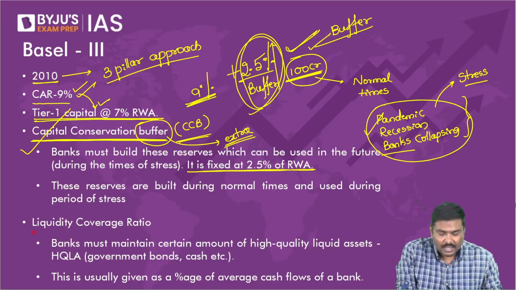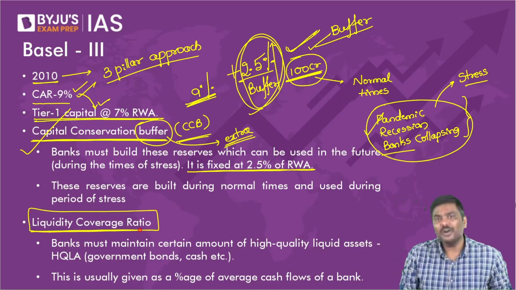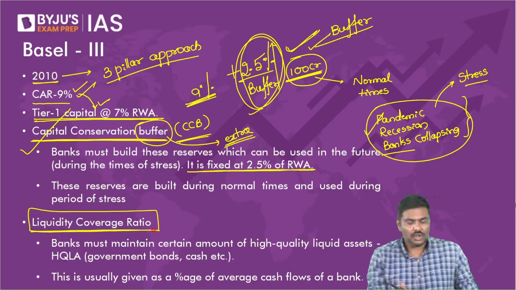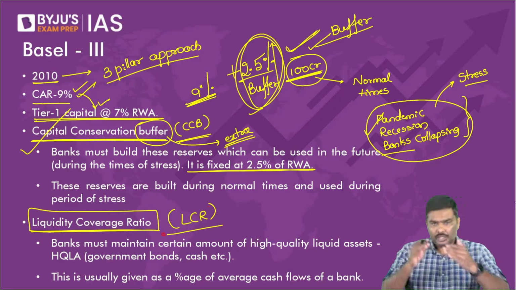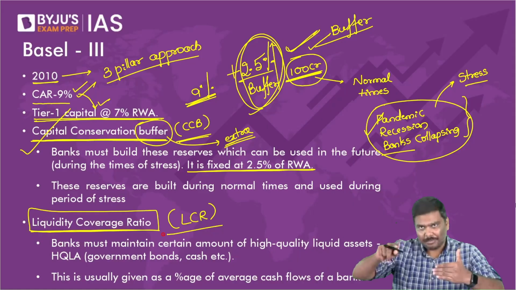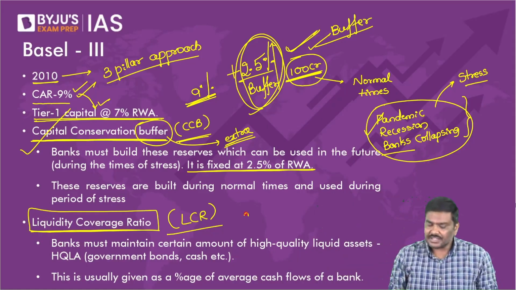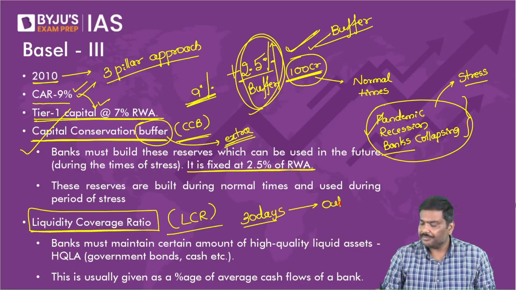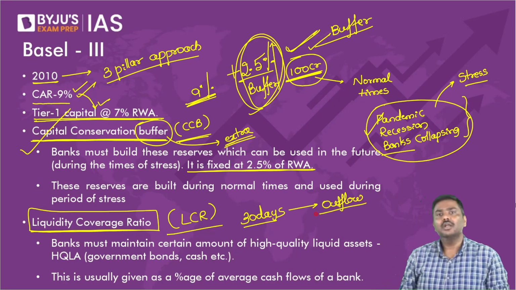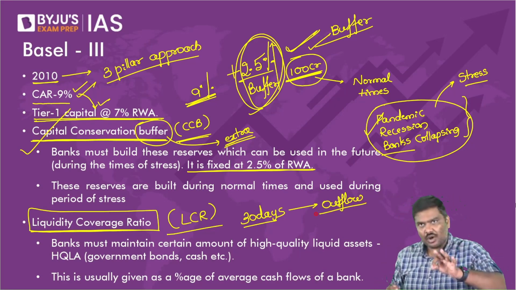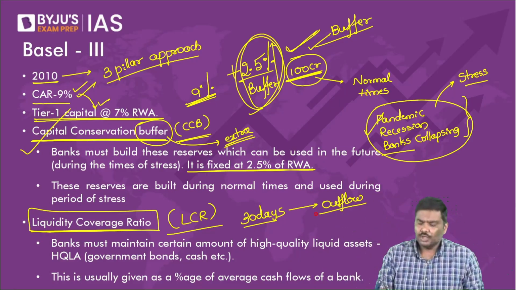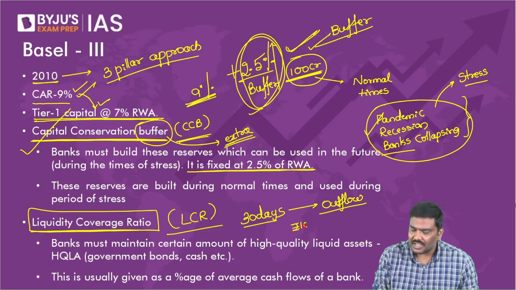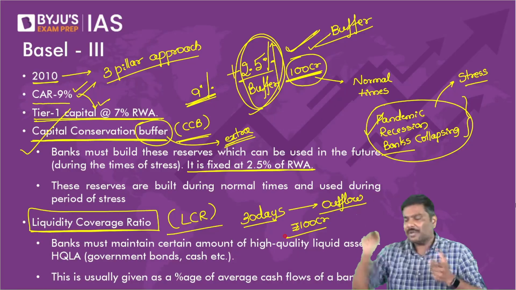And finally, liquidity coverage ratio. Last point for the day, liquidity coverage ratio, LCR. What is the liquidity coverage ratio? You as a bank estimate, I repeat, estimate, in the next 30 days how much money will be flowing out of the bank. Follow this carefully. Imagine you have estimated that in the next 30 days, 100 crore will flow out of the bank.